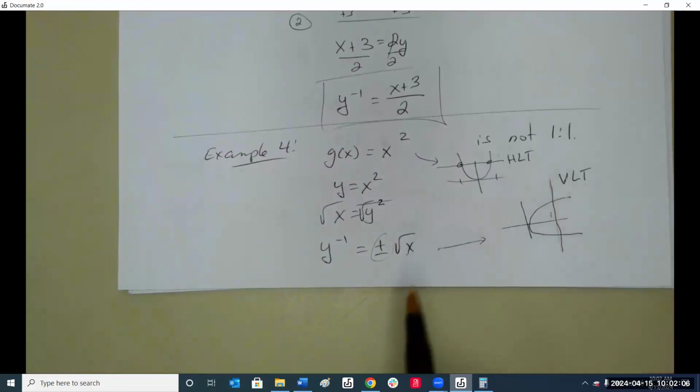The horizontal line test on your sheet says, if a horizontal line crosses at 2 or more points, then it's not 1-to-1, and the inverse is not a function. That means it won't exist.